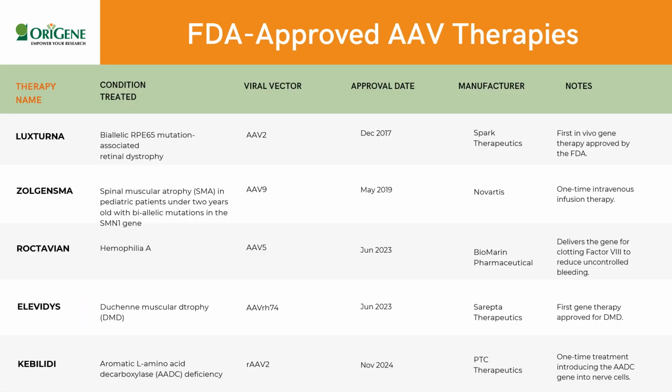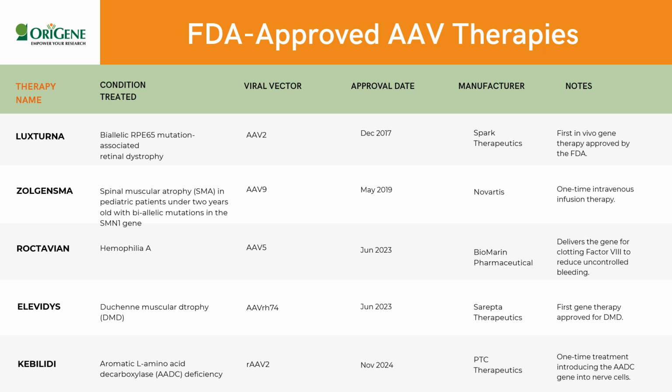So AAV is more than just a theory. It's saving lives right now, and I'll share with you a few of the FDA-approved gene therapies. The first of which was approved in 2017, Luxturna, which uses AAV2 and is being used to restore vision for patients with inherited retinal dystrophy.